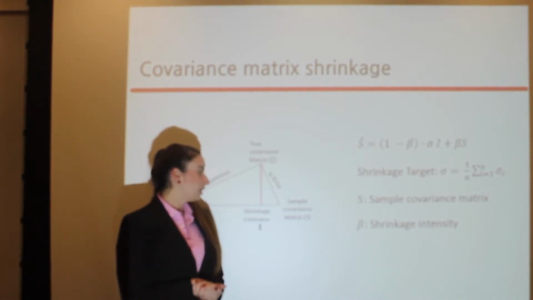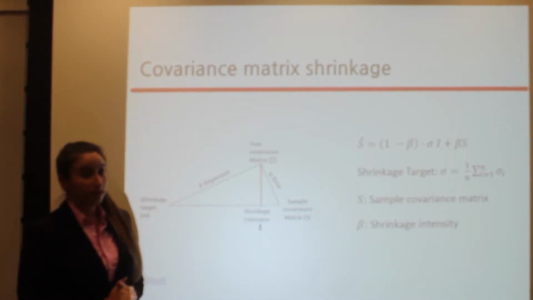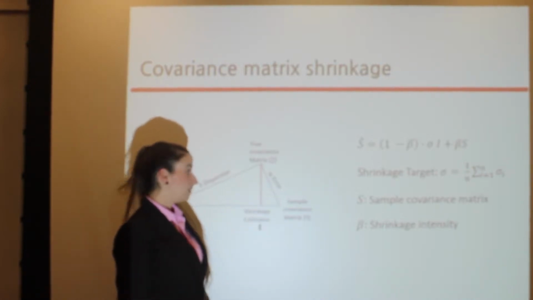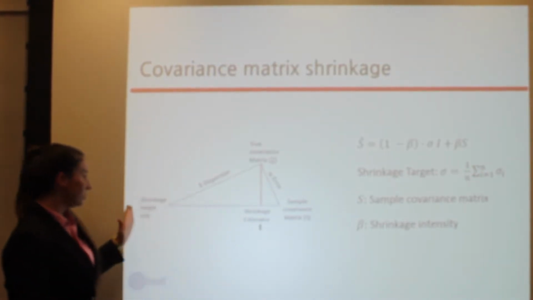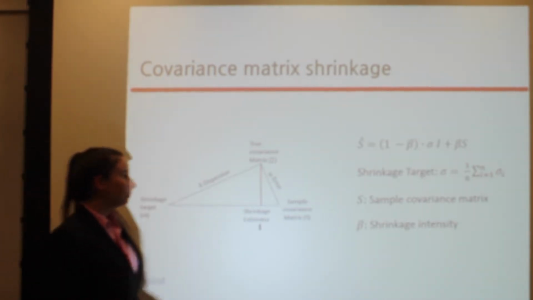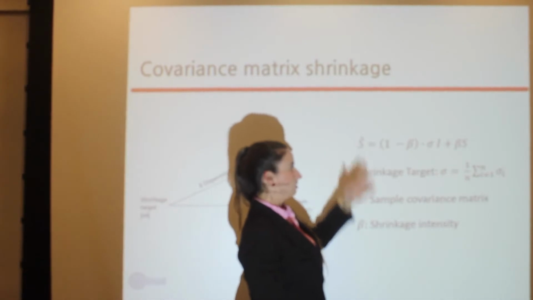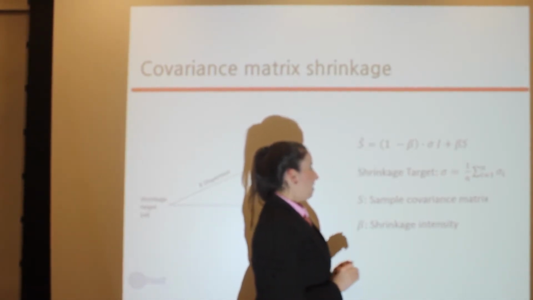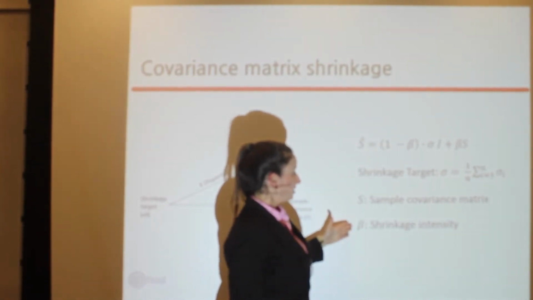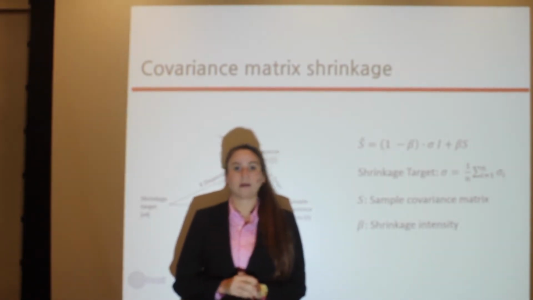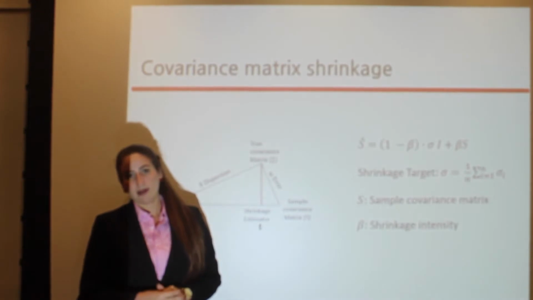So in this case, we use this method based on Edwards' paper, in which we shrink our simple covariance matrix towards the shrinkage target, and then we use a shrinkage estimator that has this equation. It's based on a linear combination. The shrinkage intensity is also mentioned in the paper if you want to go in depth.